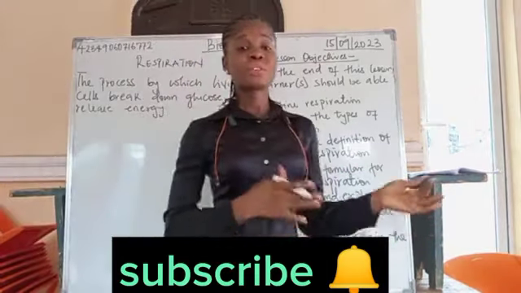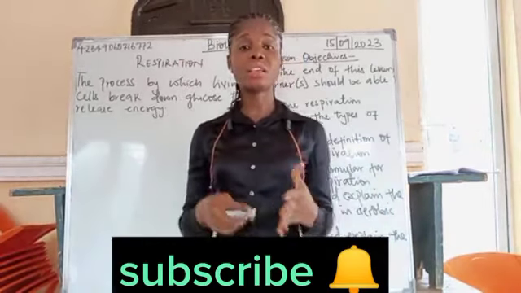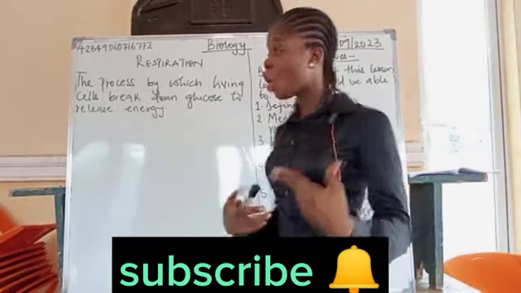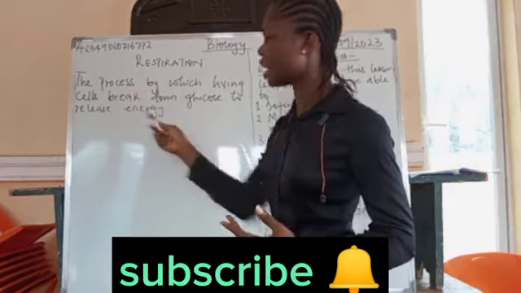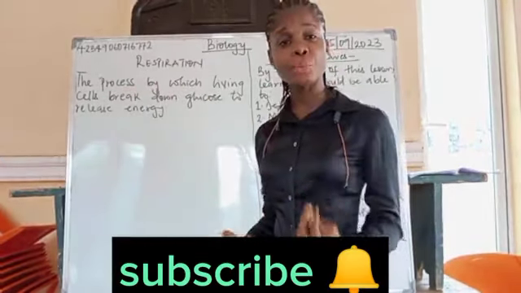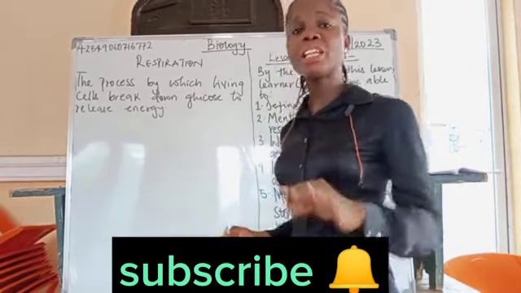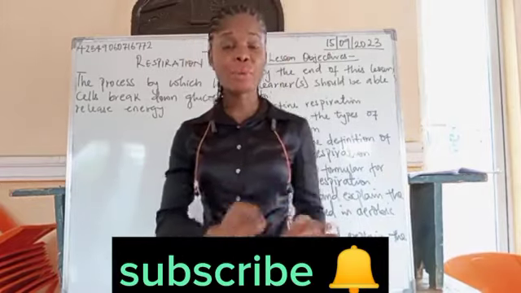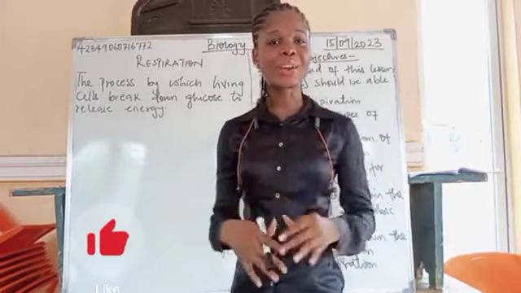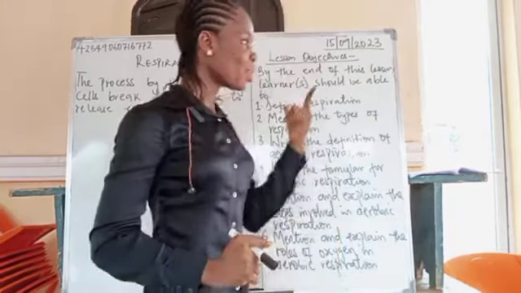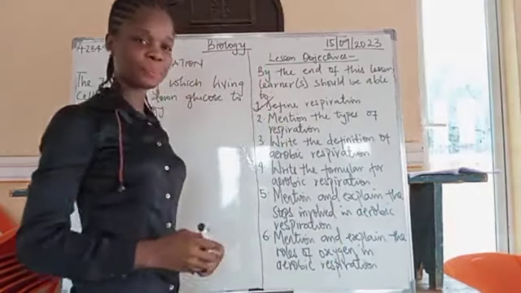Now, whether you choose to define respiration as the exchange of gases between an organism and its environment, and glucose is broken down to release energy, or you choose to say that respiration is the process by which living cells break down glucose to release energy, the important thing is that in the process of respiration, food substances are broken down and energy is released. And at this point, I would wish to inform us that the main purpose of respiration is the release of energy, which is used by the body to carry out its metabolic activities. With this, we have achieved our first instructional objective, which is to define respiration.